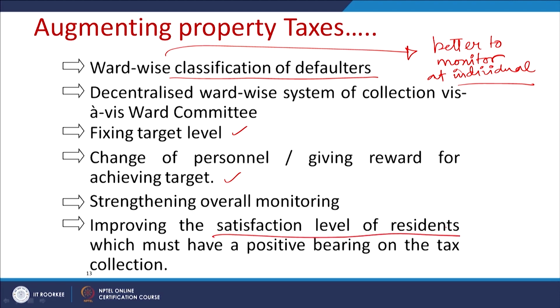Then improving the satisfaction level of the residents must have a positive bearing on the tax collection. The basic question which comes to the resident is, I am giving the money as a tax, but what am I going to get in return? So, you have to ensure that all the municipal citizens who are giving tax are, in return, getting basic infrastructure and services. For services you need to spend lakhs and crores of rupees.